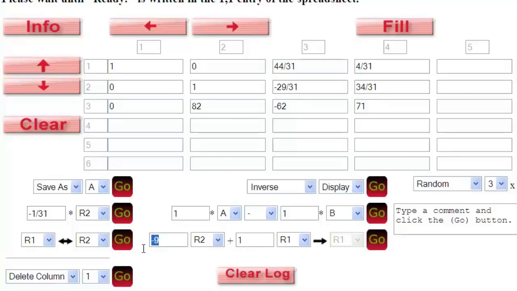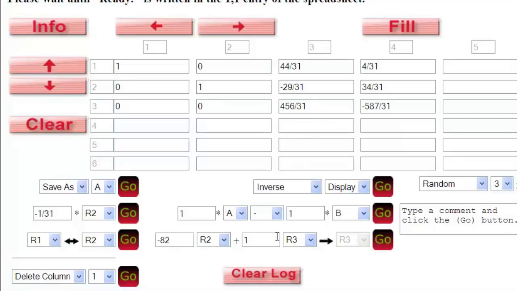And now I want to reduce the third column, and I can do that by taking a negative 82 times what is in row 2 and add to it 1 times what is in row 1, and that should give me a 0 there. I don't want row 1, I want row 3. I almost made that mistake. I want to take what is in row 2, multiply by a negative 82, and add it to 1 times what is in row 3, and store it in row 3. And when I do that, I've now reduced column 2. I'm going to store that one in A so I can recover it in case I make a mistake.